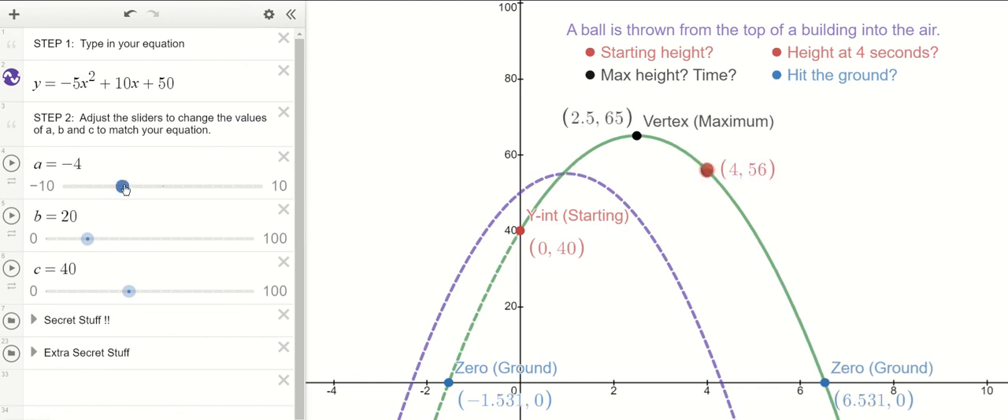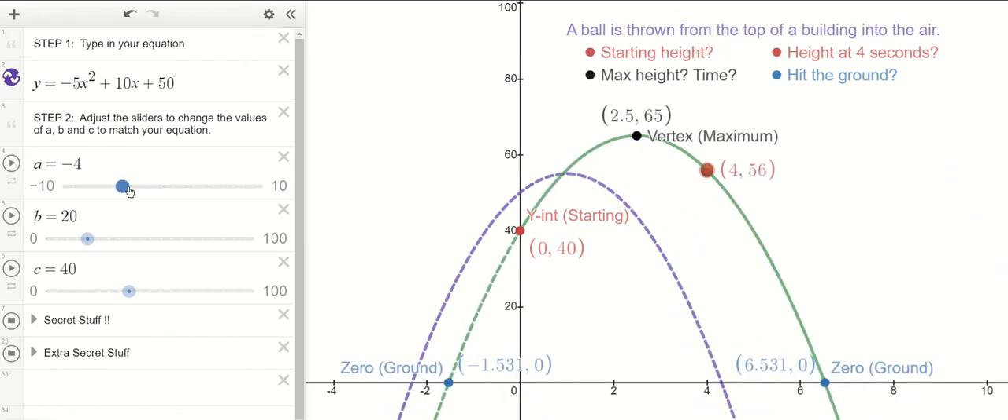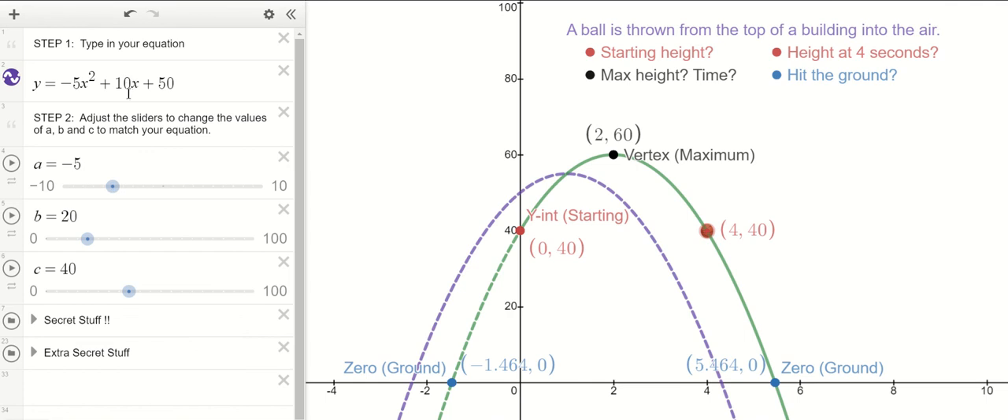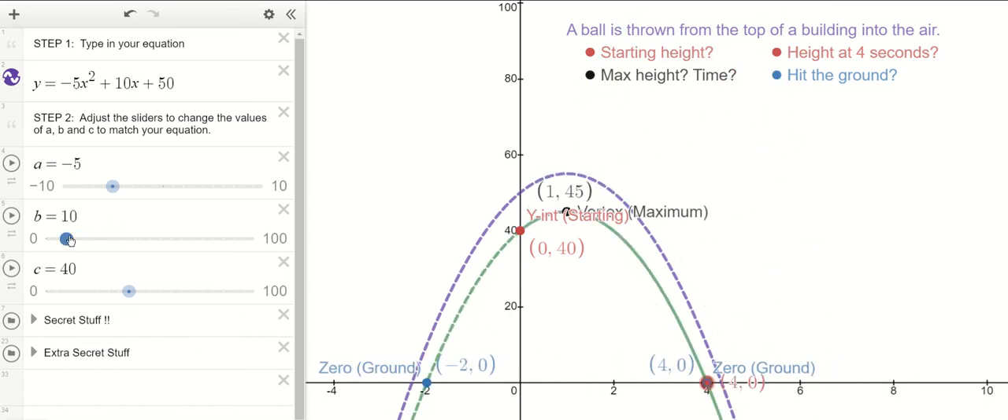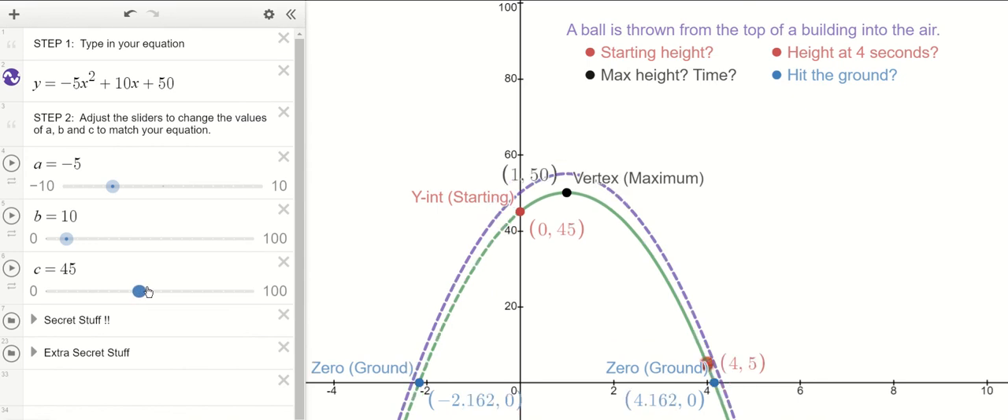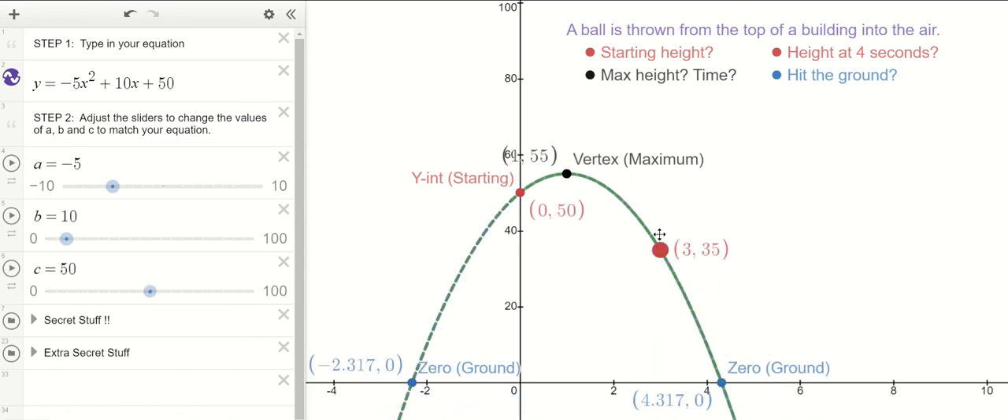So the first number is negative 5, so I don't need to adjust the slider, but you can see what happens if I do. The second number is 10, so I need to adjust the slider to 10, and the third number is 50. And you can see now our ball follows the new path, and we have new questions to answer. The starting height is now 50 meters. The height at 4 seconds is now 10 meters. The maximum height now occurs at 1 second and is 55 meters. And the ball hits the ground at 4.317 seconds. You are going to be given some different equations and you'll have to go through the same process.